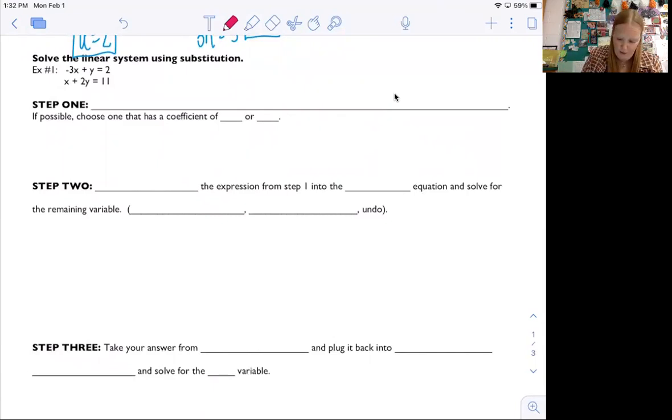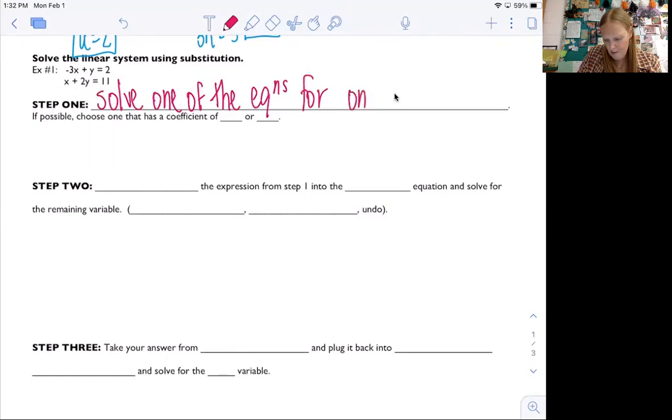Step 1: we are going to solve one of the equations for one of the variables. Both equations have an x and a y. I need to get one of them alone.